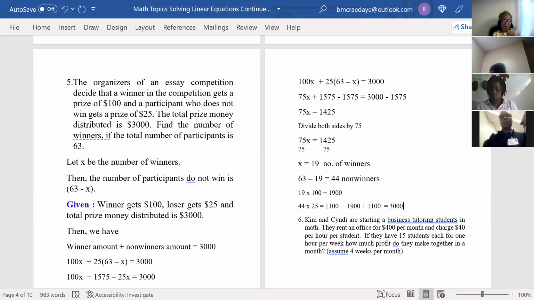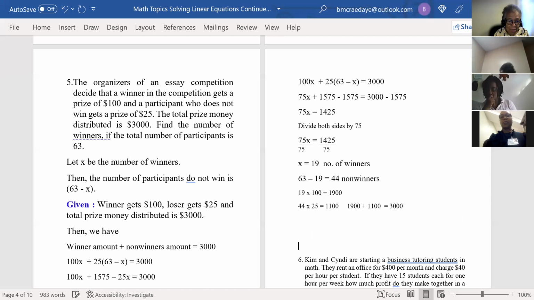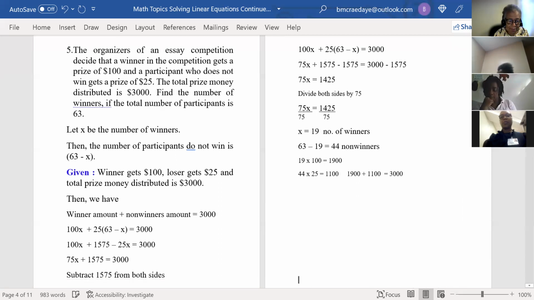Okay. So when you add up the winners and the non-winners, you get the 3,000. 1,900 for the winners, $1,100 for the non-winners, and they add up to the total prize money of $3,000. Any questions on number 5? Okay, let's try number 6.